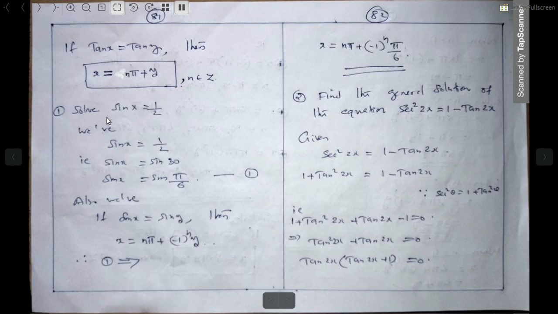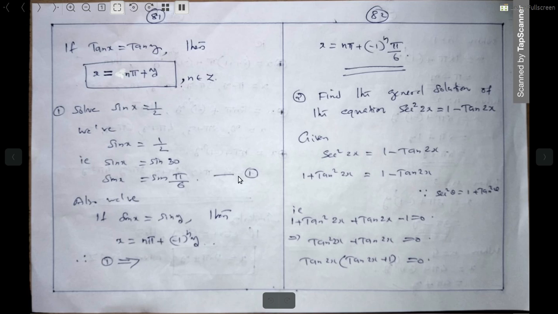Then solve sin x is equal to 1 by 2. We know that sin 30 is equal to 1 by 2. So sin x is equal to sin 30. 30 means what? Pi by 6. Pi means 180, and 180 by 6 is equal to 30. Then in the previous page we have the formula: sin x is equal to sin y, then x is equal to n pi plus minus 1 whole raised to n into y. We derived the formula.